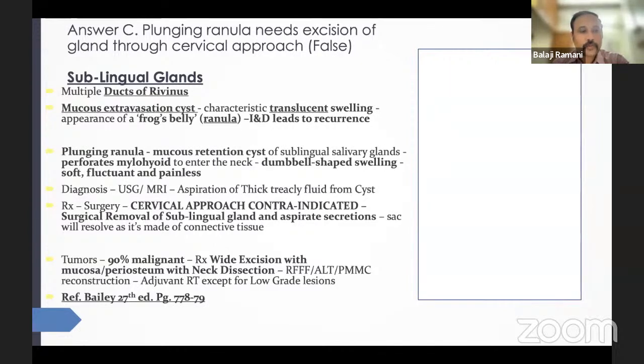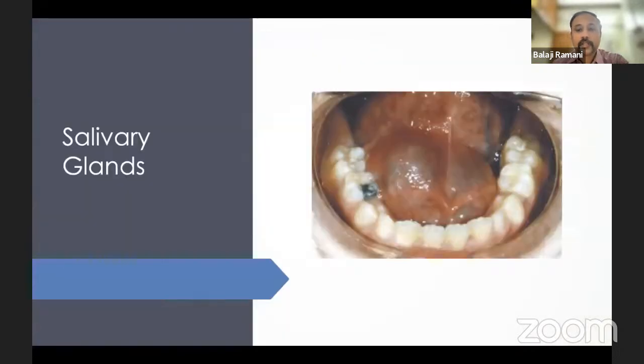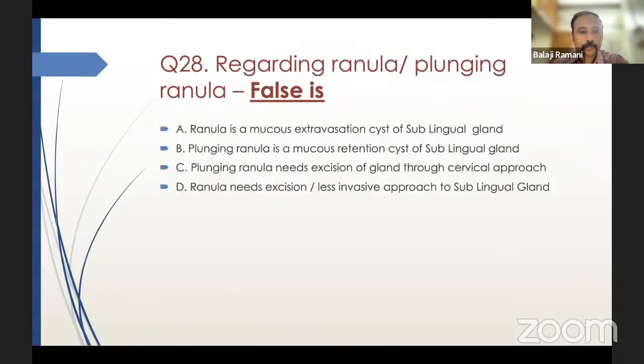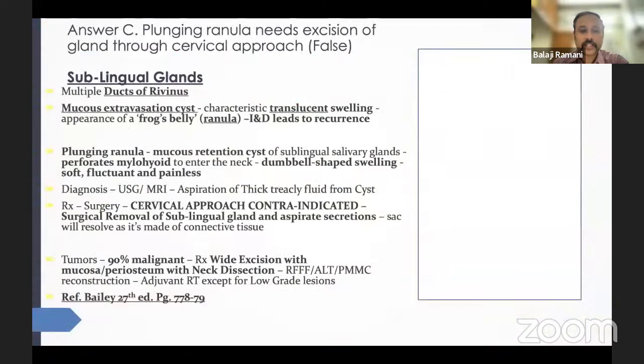Now, the two types of swellings that develop from a sublingual gland are, one, the mucus extravasation cyst, with a characteristic translucent swelling that happens in the floor of the mouth. That is known as the frog's belly appearance, which we saw in the first picture. This picture, what we can see here, is a ranula. It is a swelling that develops in the floor of the mouth area. So it's a mucus extravasation cyst.